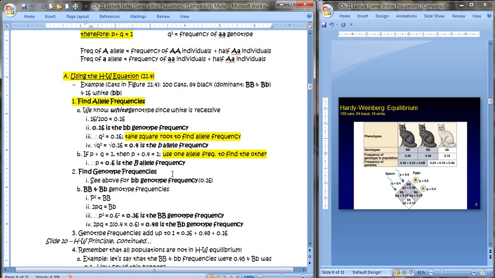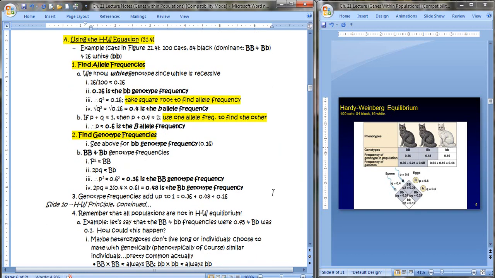Once we found the allele frequencies, we can then find the genotype frequencies. In other words, what proportion of our population are homozygous dominant? What proportion are homozygous recessive? So next step, find the genotype frequencies. Remember how we found the homozygous recessive genotype frequency was 0.16. Now we want to figure out the homozygous dominant and the heterozygous. Remember that homozygous dominant will be P squared, heterozygotes will be 2PQ.